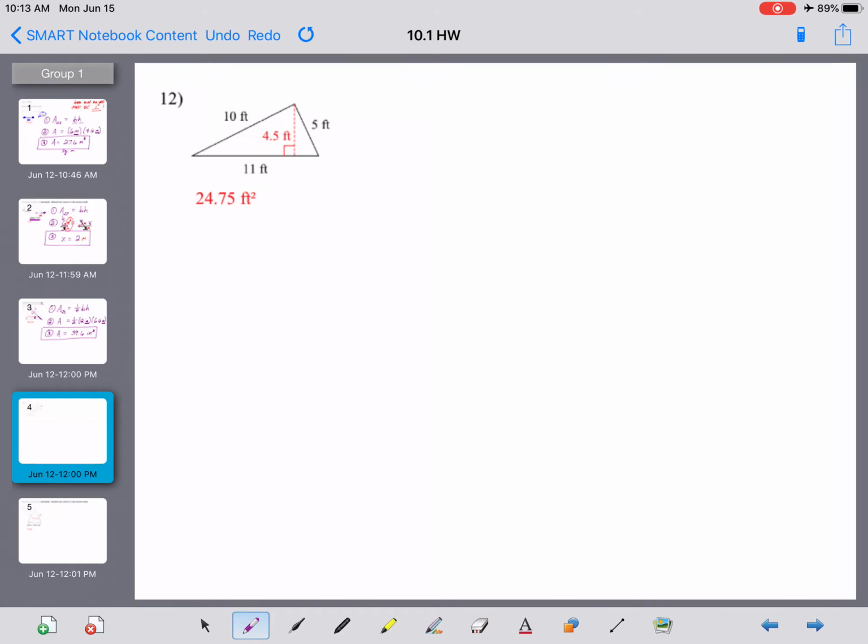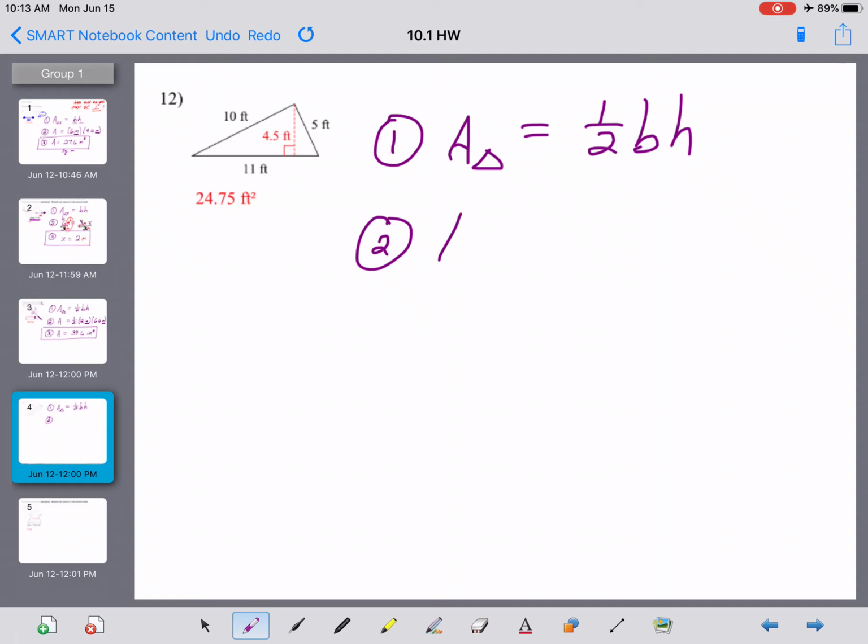Now, number 12, I wasn't going to do this problem, and then I thought, this one might be a little bit interesting. I did give you some where I had the program start giving you extra information. So that's kind of a little test right here to find out if you really know what's going on. So step number 1 is always write out your formula. This is a triangle. We're trying to find area. So area of a triangle is equal to 1/2 times your base times your height. Step 2, let's fill in what we know. Again, the directions say find the area, so we don't know that yet.